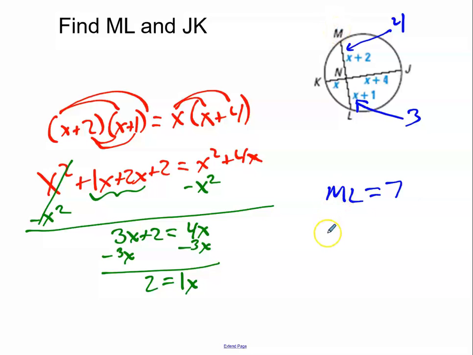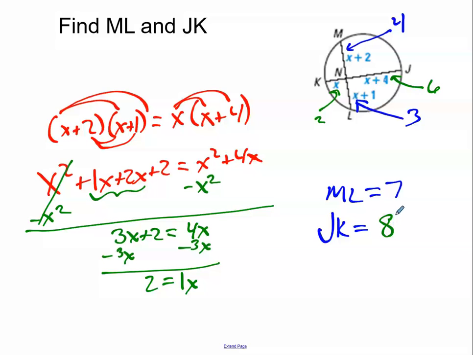And then to find JK, this part here is going to just be 2. This part here is going to be 6. So that gives you 8.